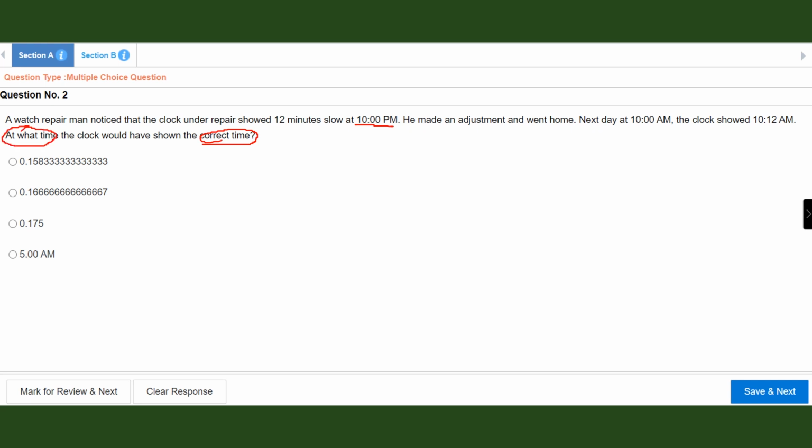And the options are: option number 1, infinite times; option number 2, many times; option number 3, a fixed time; and option number 4, 5 am. It is very clearly seen that among the 4 options, the only option which has a specific time mentioned is option number 4, where it's shown as 5 am. So the option will be D.